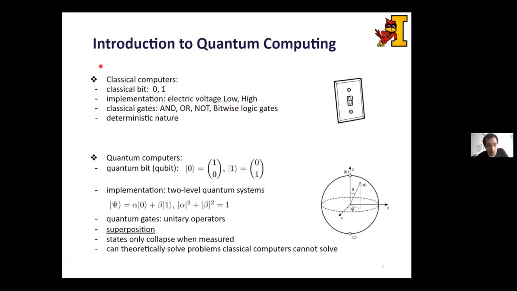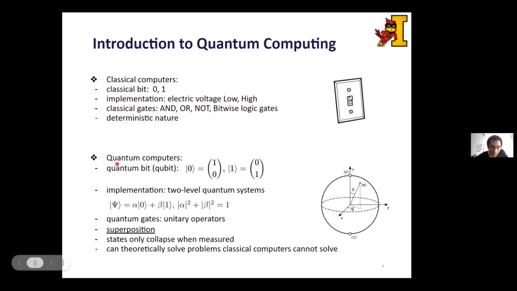So just a refresher introducing quantum computing. So we have classical computers with lowest bit of information is classical bit, which is 0 or 1. So implementation usually by electric voltage, low or high. So you have classical gates, AND gate, OR gate, and NOT gate, and it has a deterministic nature to it. So basically, you can visualize it as a switch.